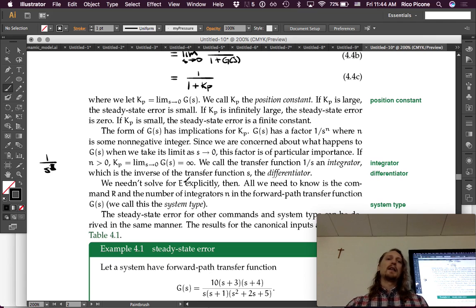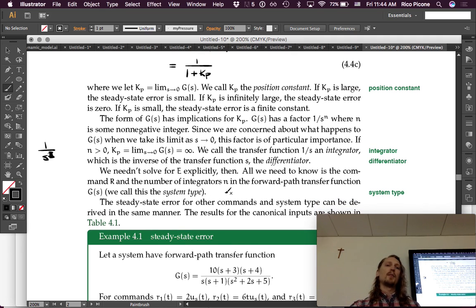So we needn't solve for E explicitly then. All we need to know is the command R and the number of integrators n in the forward path transfer function, g of s. It's commonly called the system type. So the number of integrators in the forward path transfer function is called the system type. If there are no integrators in the forward path, it's type 0. If there's one integrator in the forward path, it's type 1. So n, we used s to the n, so n is actually the system type, right? If n is 0, it's type 0, if n is 1, it's type 1, etc.